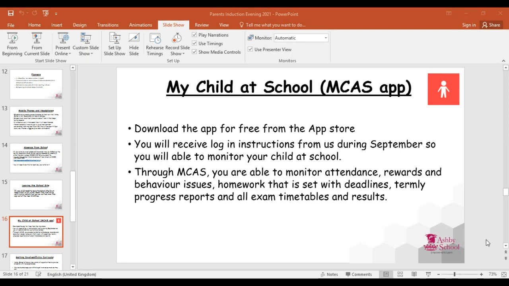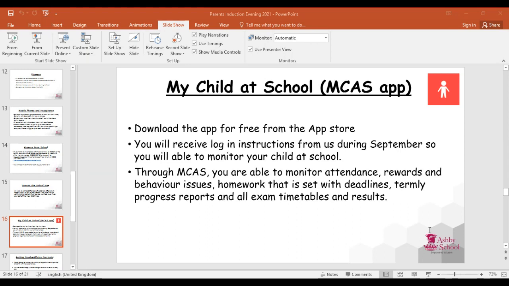Obviously, this is an app where you can monitor attendance, homework being set, the reports can be accessed through that, timetables, and then obviously you can note any positive points which have been placed onto the system, or if there are any negative points which have been placed on the system, and for what reason. That's all logged on there.